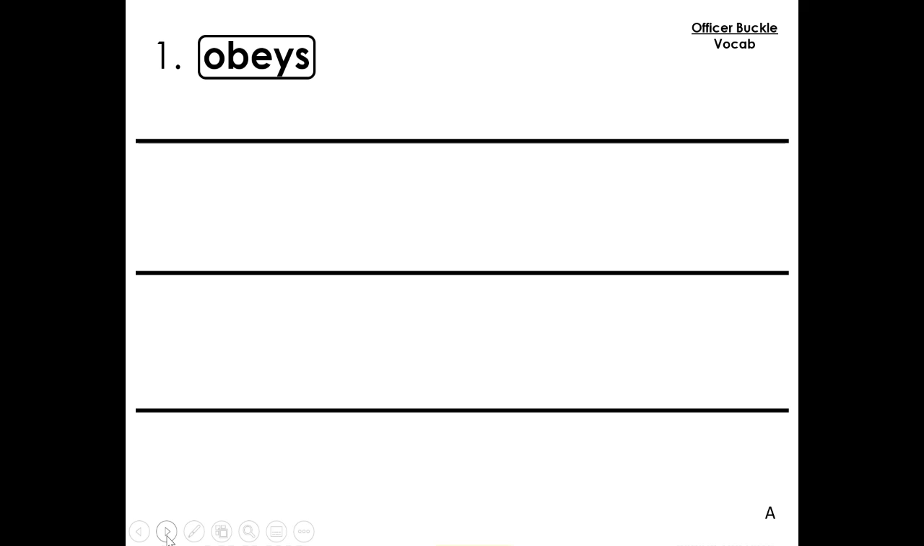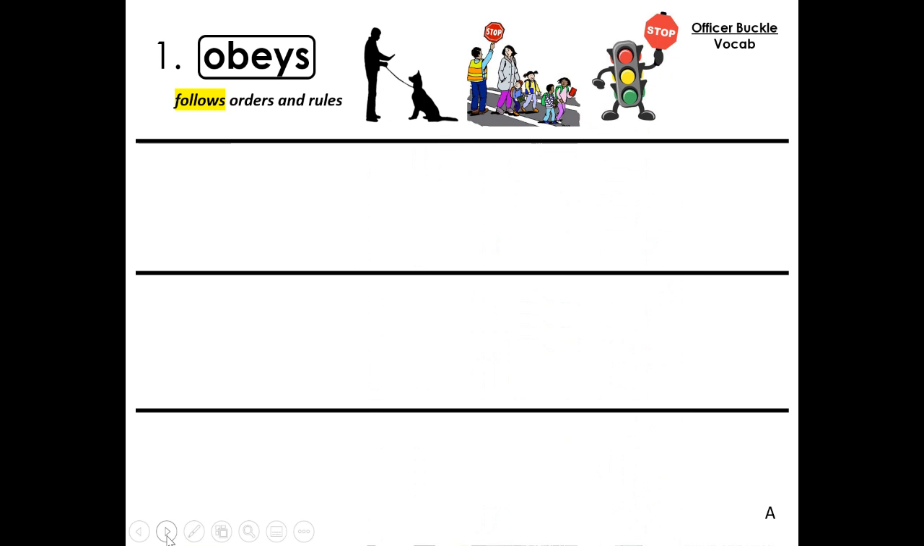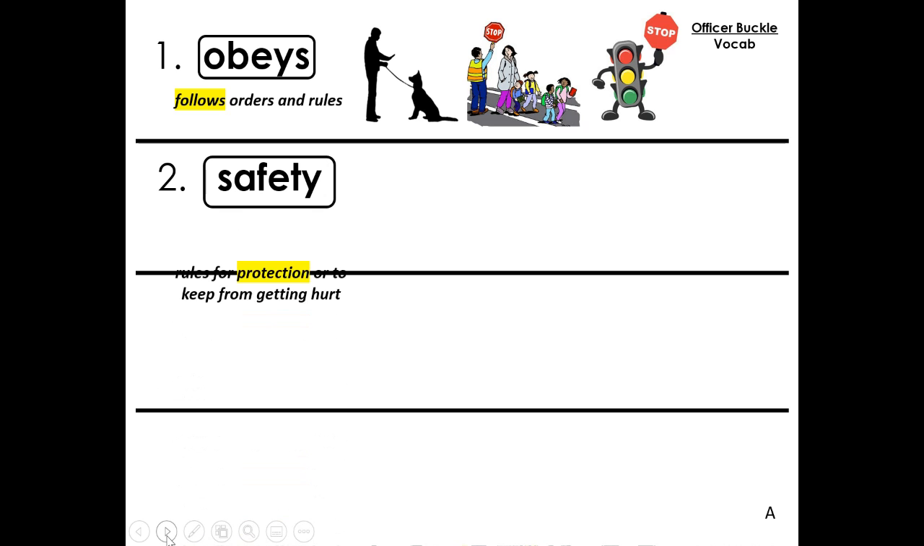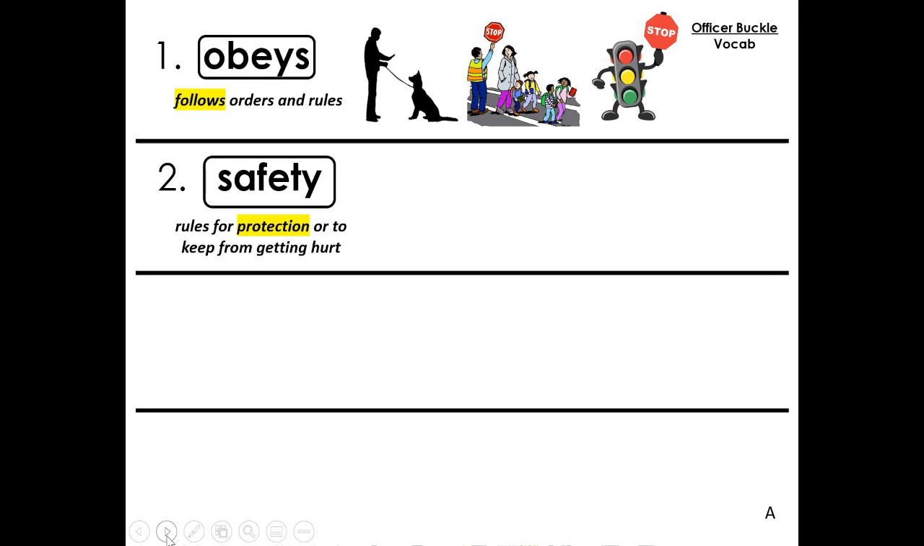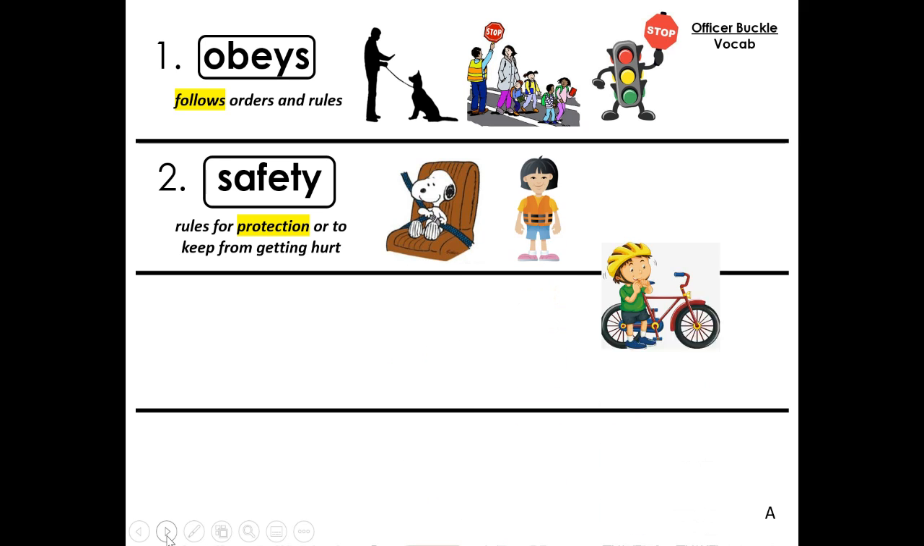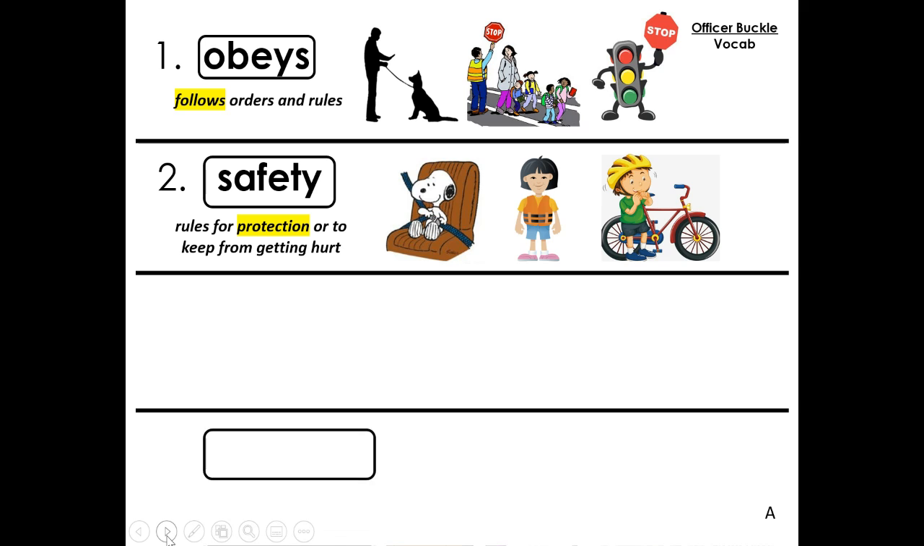All right, this is your chance to make sure you have the word written down correctly and the synonym. You can also pause and draw a quick sketch for each word. Obeys, that means follows orders and rules. And notice I highlighted a synonym, follows. Number 2, safety, rules for protection or to keep from getting hurt. And I highlighted the synonym, protection. Safety and protection mean the same thing. They are synonyms of each other.